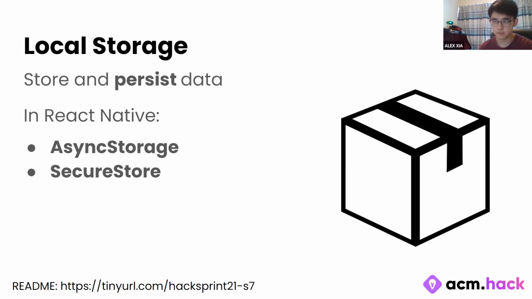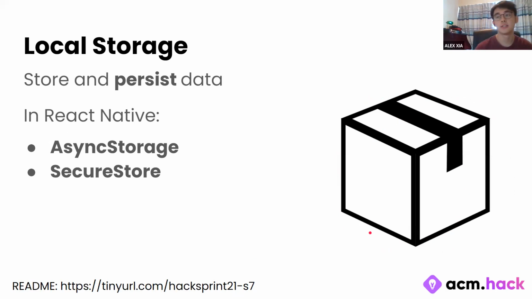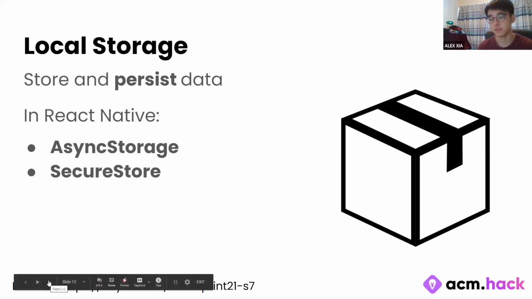Another thing about local storage is that it can be accessed globally in the app, so any component inside the app can access this local storage. If you see the image on the right here, people often use this box to represent storage, because it's sort of like a box inside your phone where you can put your data in, and you can go to this box anytime you want, and all the data that you stored in there, you would expect it to still be there how you left it.